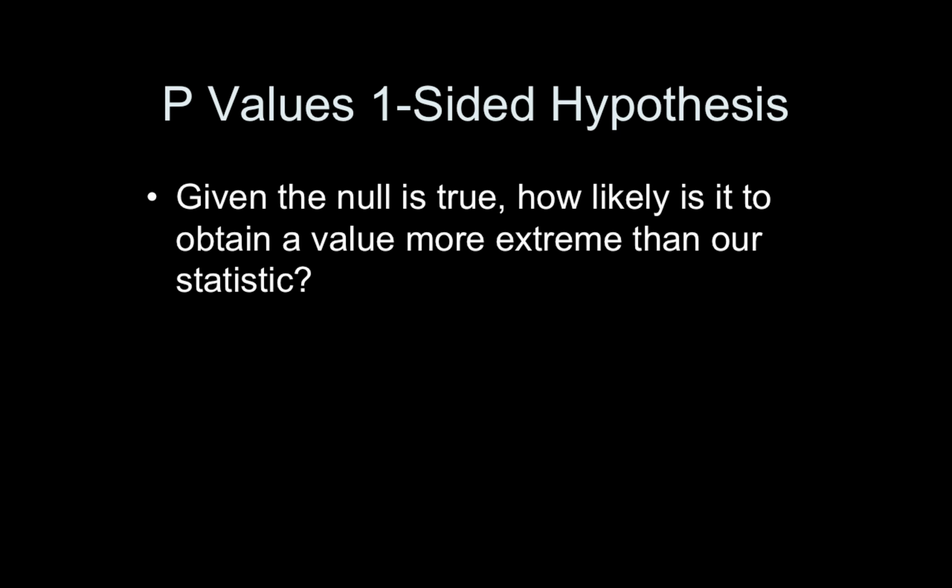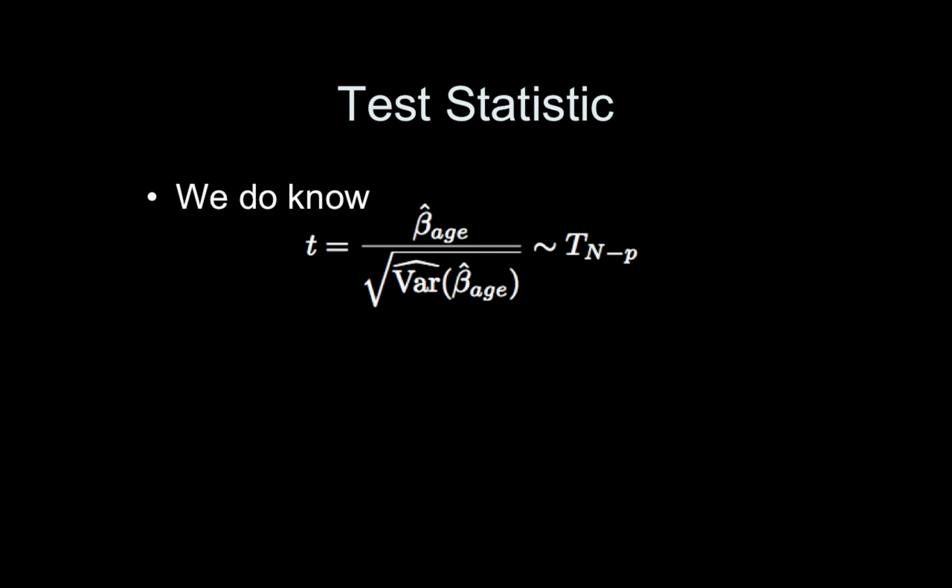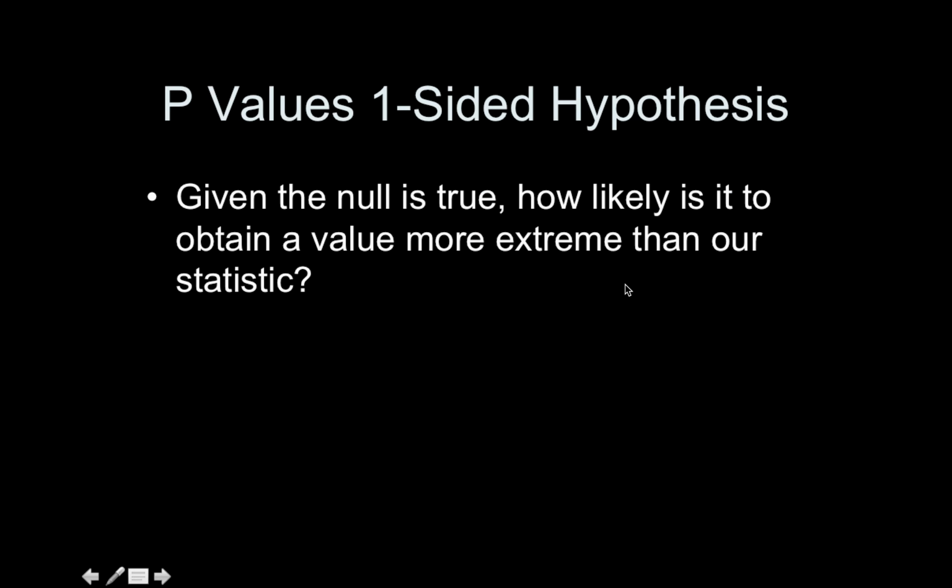So, p-values for a one-sided hypothesis. Now we're doing great. We have a statistic and we have a distribution that the statistic follows. So we can compute a p-value. Given the null is true, how likely is it to obtain a value more extreme than our statistic? This is the definition of a p-value. So this first part, given the null is true, means we're going to work with this null distribution, this pessimistic view that nothing's happening in our data.